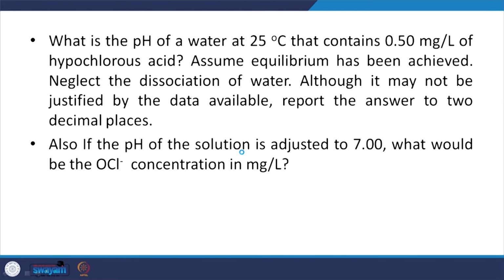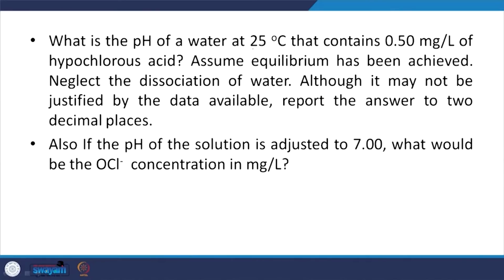So, we have one question and I will end today's session on disinfection and wastewater with this. What is the pH of a water at 25 degrees centigrade that contains 0.5 milligrams per liter of hypochlorous acid? Okay. So, the question is not very well framed, but we will frame it better later on. What is the pH of a water that contains 0.5 milligram per liter of HOCl at equilibrium? Assume equilibrium has been reached. So, this is the key. It is not as if it is being added initially, I guess.